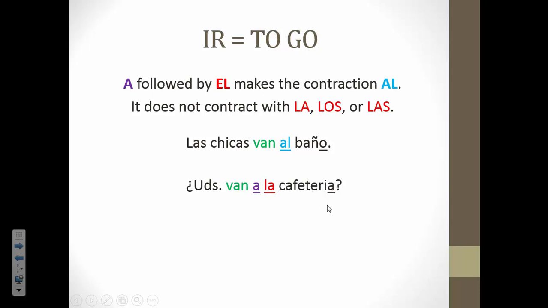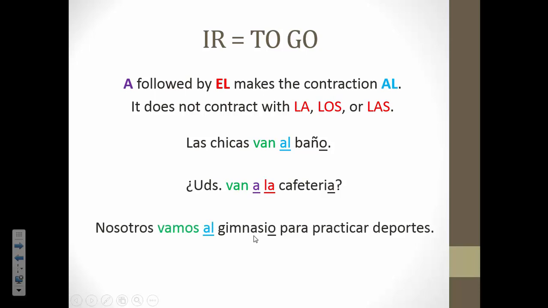Ustedes van a la cafetería? Are you guys going to the cafeteria? Notice we have our form of ir, conjugated, followed by a, but because cafeteria is feminine, we say la cafetería. We will not contract a and la. We only contract a plus el to form al.